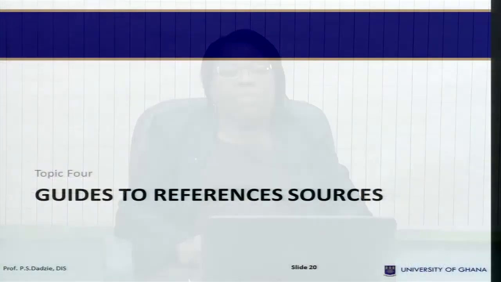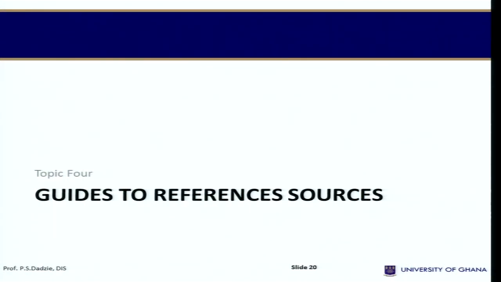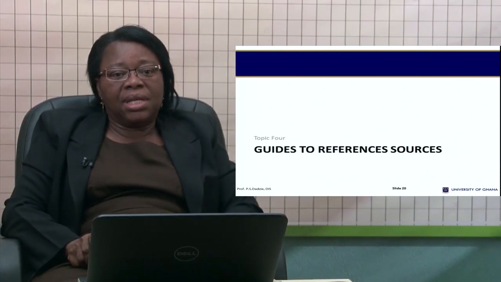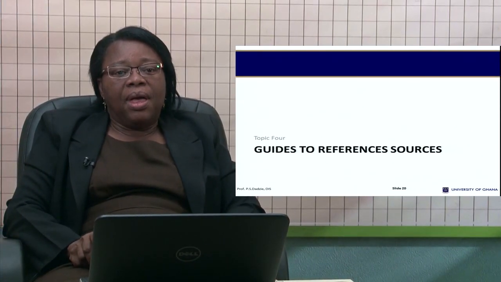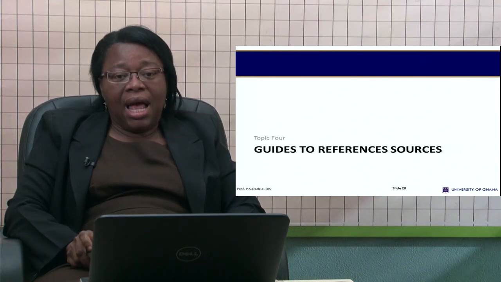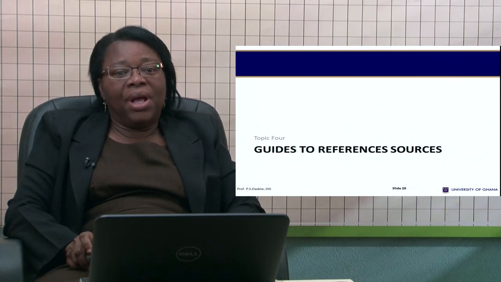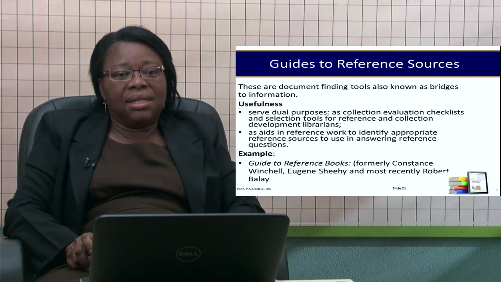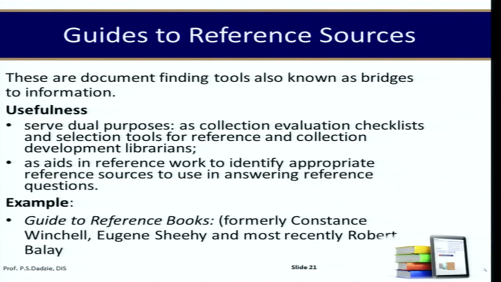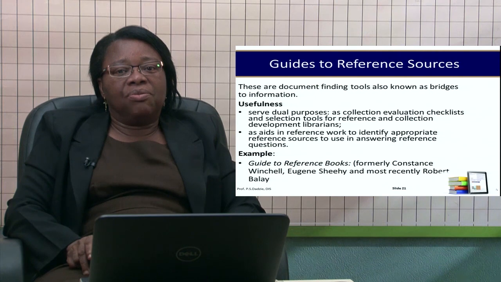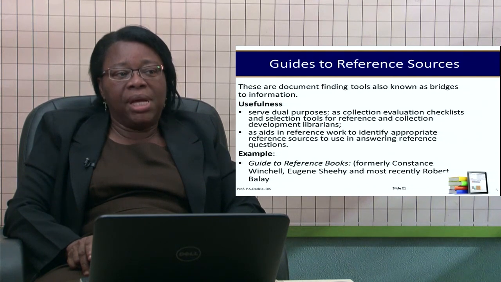Another reference material which you can use to enable you to select materials is the guides to reference sources. In the previous session, I asked you to visit any library and look at these 2 guides. I mentioned Guide to Reference Books by Walford. I also mentioned Bailey's Guide to Reference Books. Now, what are these guides to reference sources? These are document finding tools, also known as bridges to information.